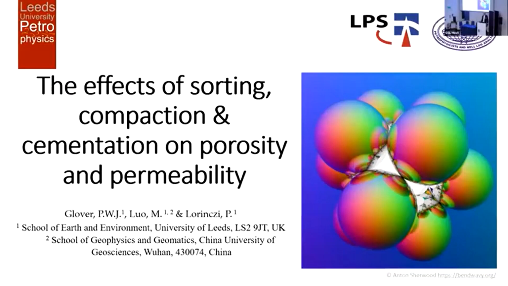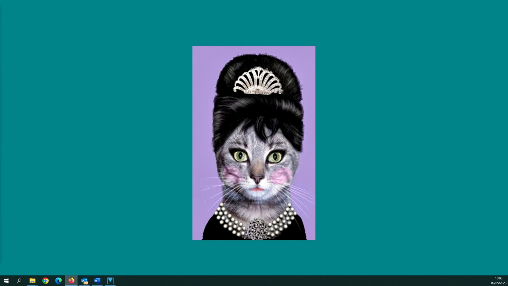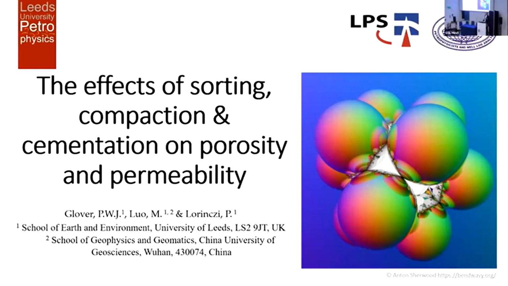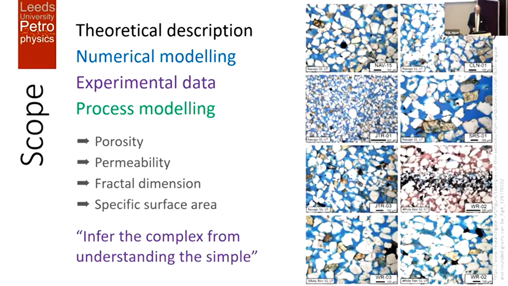I want to turn the clock a little bit back now to something a bit maybe more fundamental in terms of permeability. I'm going to talk to you on the effects of sorting, compaction, cementation on porosity and permeability. And what we're going to be doing is looking at it from the point of view of a theoretical description, and some numerical modeling, some experimental data, which we made in the laboratory at very high accuracies, and finally, if we have some time, process modeling.